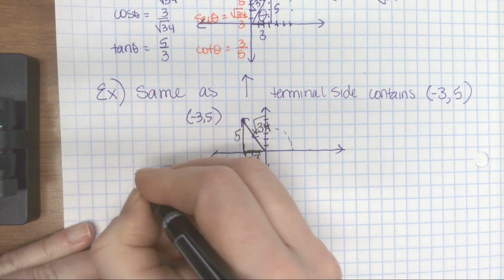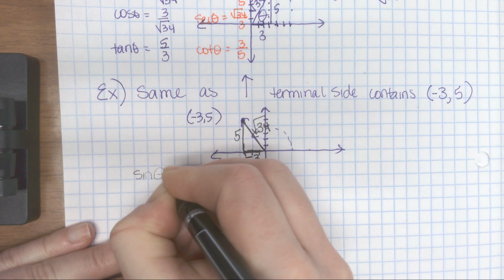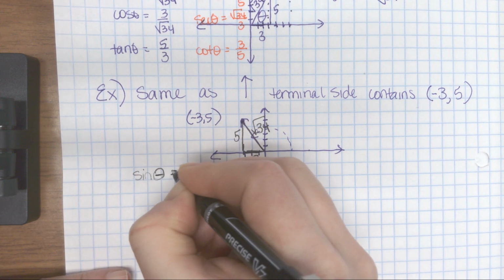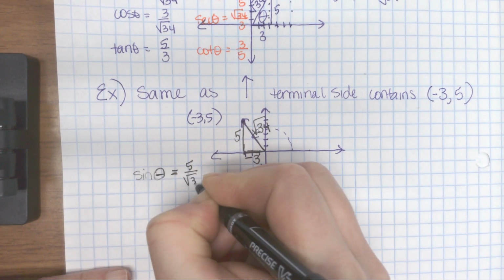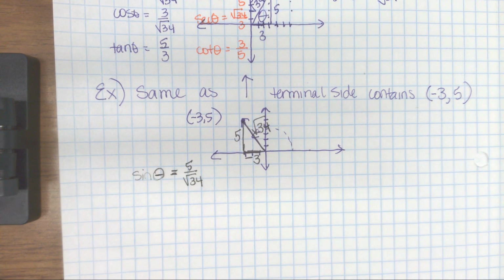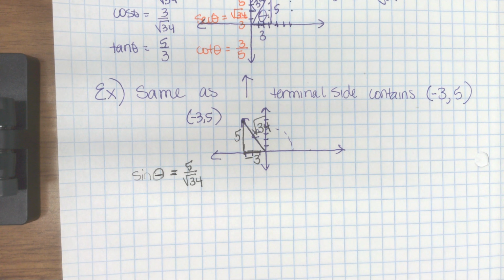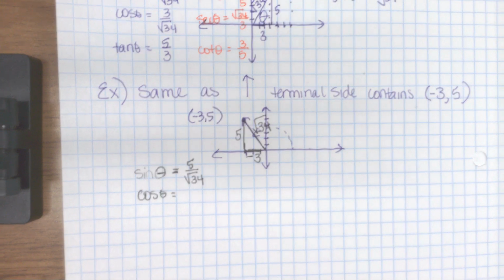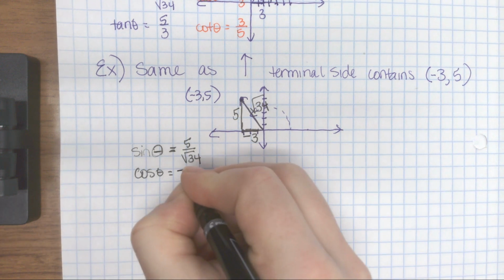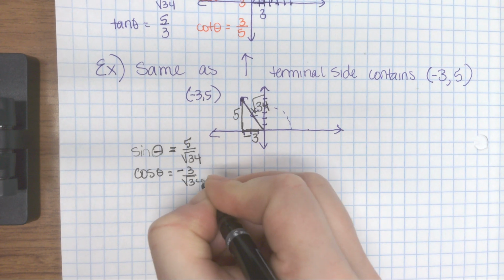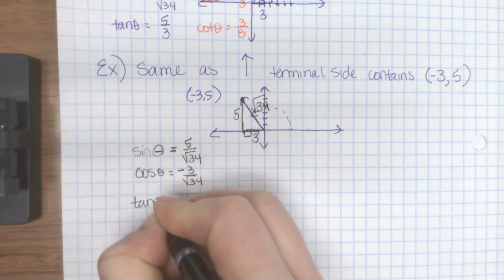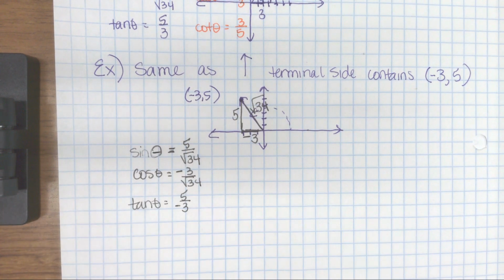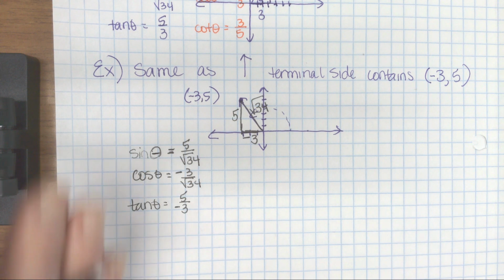The sine would be opposite over hypotenuse. That's 5 over √34. So did the sine change at all from the problem above? No, because that doesn't involve an x-coordinate. What would the cosine be? This one changes because it's -3 over √34. The tangent would be 5 over -3. By the way, you could write that as just -5/3 if you might see it out in front.